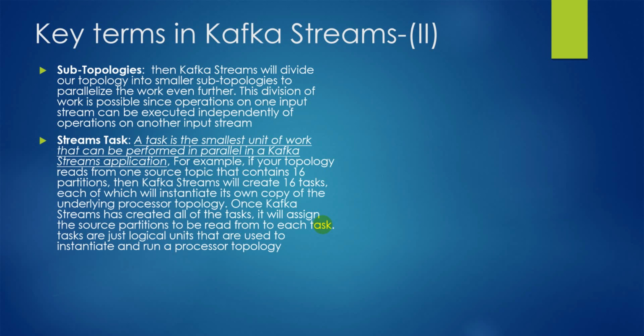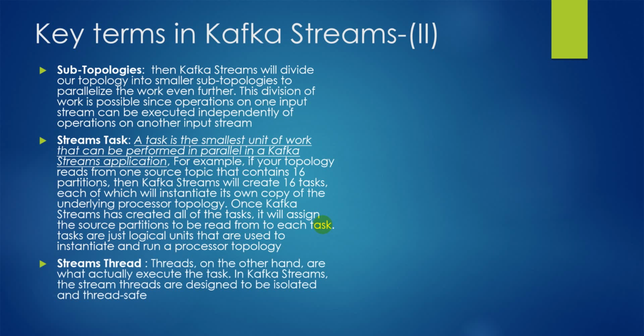Stream task. A task is the smallest unit of work that can be performed in parallel in a Kafka Streams application. For example, if your topology reads from one source topic that contains 16 partitions, then Kafka Streams will create 16 tasks, each of which is an instantiation of its own copy of the underlying processor topology. Once Kafka Streams has created all of the tasks, it will assign the source partitions to be read from to each task.